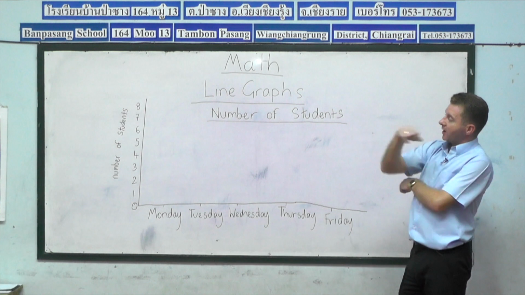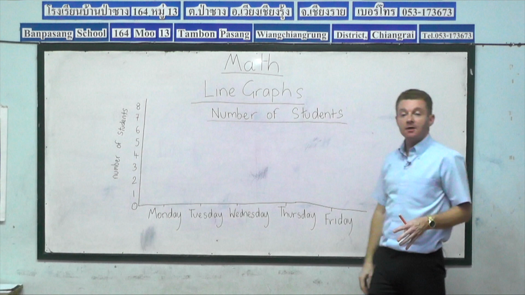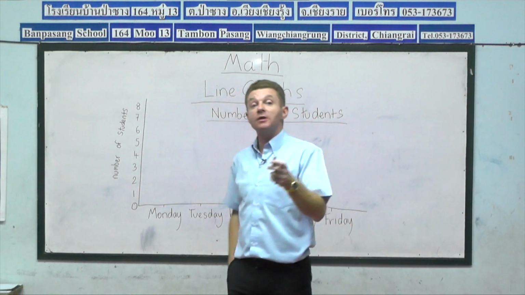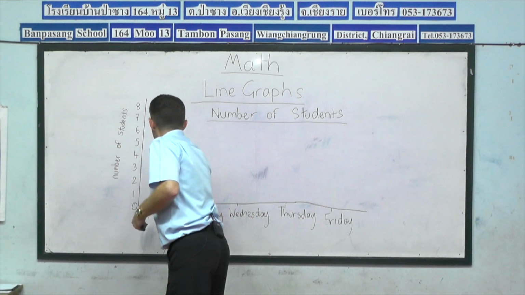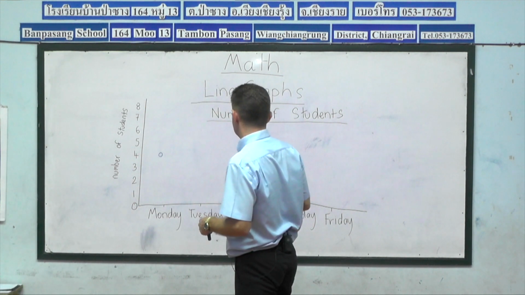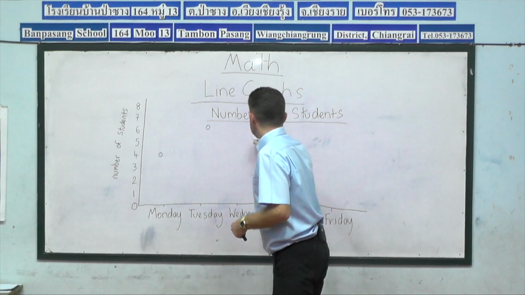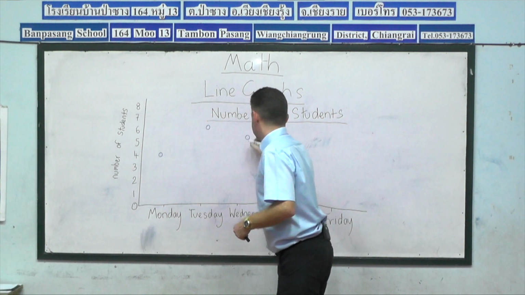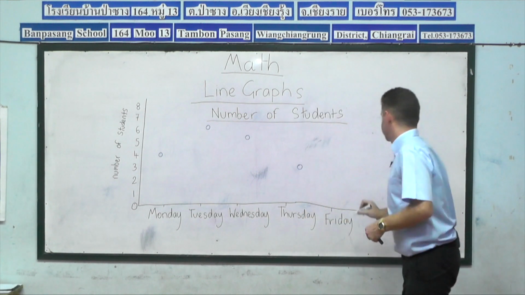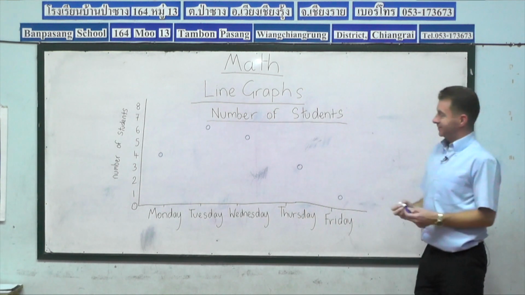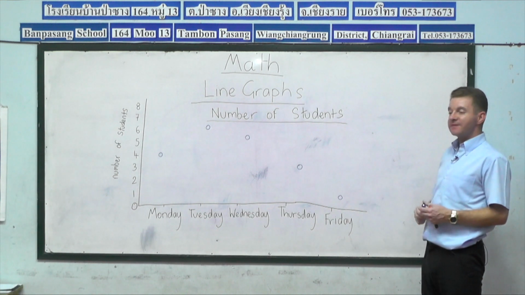So now we need to demonstrate the different number of students on the different days. So remember, the first thing to do is we need to add markers. So let's see, Monday, Tuesday, Wednesday, Thursday, Friday. Okay, now we've got the different markers to represent the different data sets.